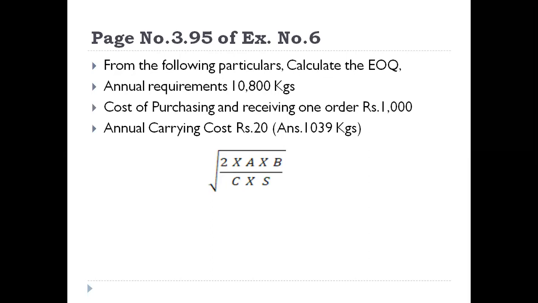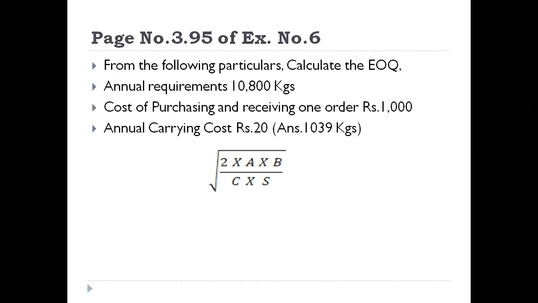So 2 is the number when you are applying the formula. You write the annual requirements, that is 10,800, multiplied. Now what is C and S, and what is B? So this is your question. Which number do you have to write where? Where do you write 1,000? Where do you write 20? So this is the problem, right?